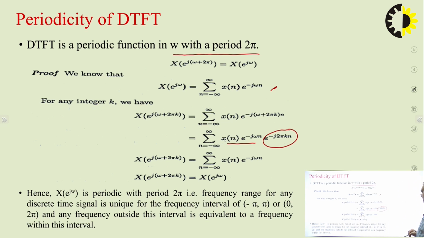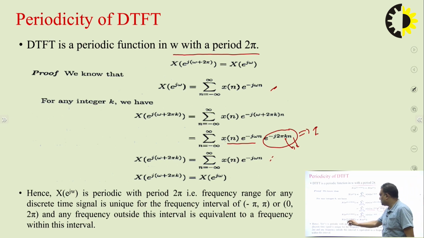Actually, the value of this you can say is simply 1. Why? Because k and n are both integers. So e to the power minus j 2 pi n k will become cos 2 pi minus j sin 2 pi, which will be equal to 1. If we assume any integer values of k and n, then it will always become 1. So we can drop this term, and we get this expression.